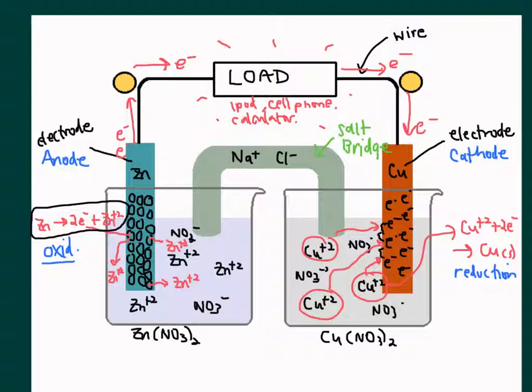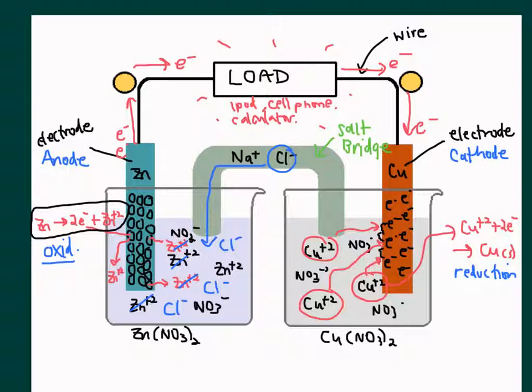You need something to balance out the positive charges, and that's what the negative chloride will do. So the salt bridge serves this function. It dumps a bunch of chloride ions, or rather the chloride ions will move into this solution to start to kind of cancel out all the positive charges that are building up.